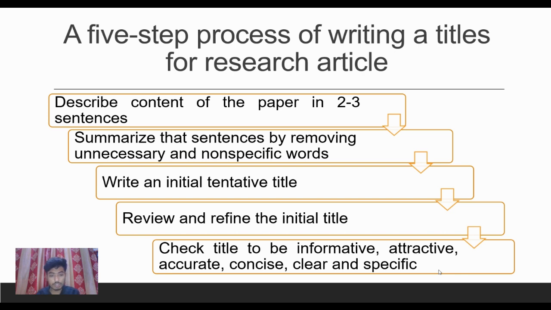Now, let's discuss the five-step process of writing a good title. For that, firstly, we have to describe the content of the research in 2 to 3 sentences. Secondly, summarize that sentence by replacing unnecessary and non-specific words with necessary and specific words. Then after, write an initial tentative title. After that, review and refine the initial title. And lastly, check the title to be informative, attractive, accurate, concise, clear and specific.